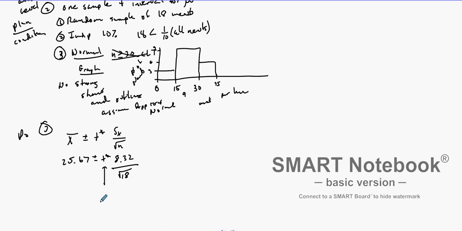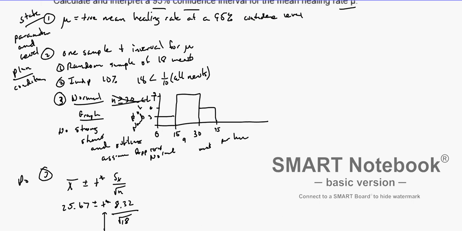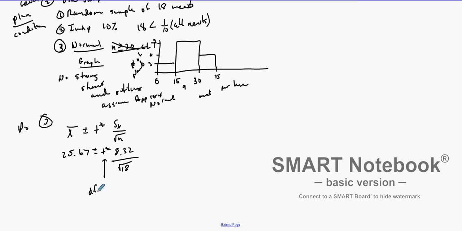What we know is that we are looking for a 95% confidence interval, and we have degrees of freedom of 17, because remember that degrees of freedom is always n minus 1. So 18 minus 1 gives degrees of freedom of 17. We can go back to our calculator and use inverse t, with 1 minus 0.95 divided by 2, and degrees of freedom of 17.